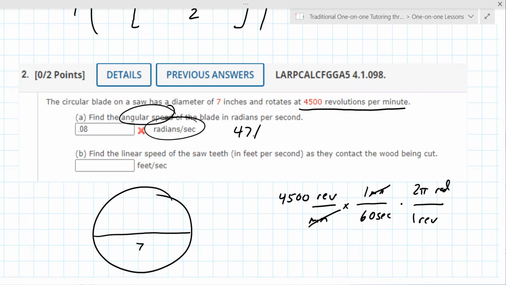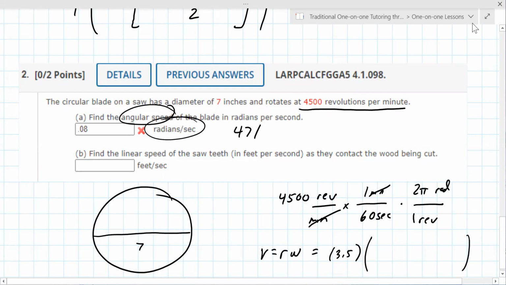Okay, so notice we did not use this. So the linear speed V equals RW. So I think you take, gotta remember this, spins up, yeah. I think you take the radius, which is 3.5, and you multiply it by the number you just found in the previous problem. Unless it's something different. But I think that's right. Yeah, I think so.